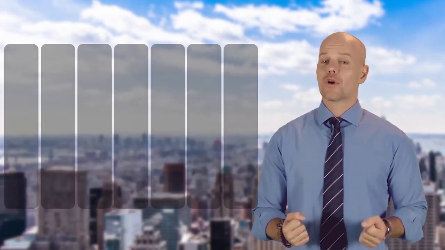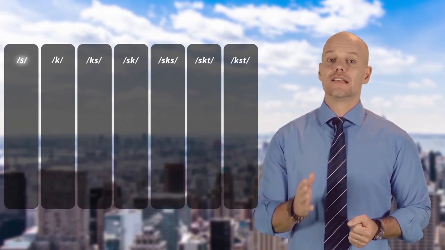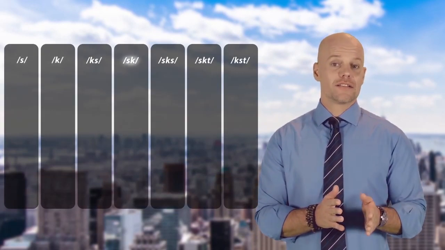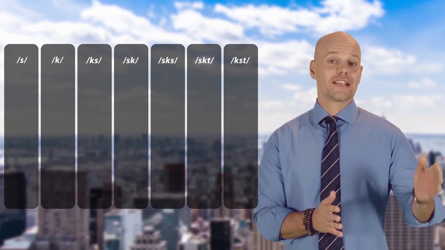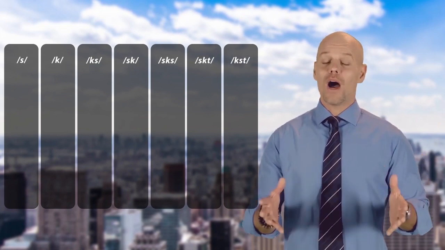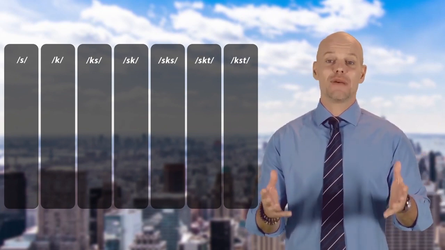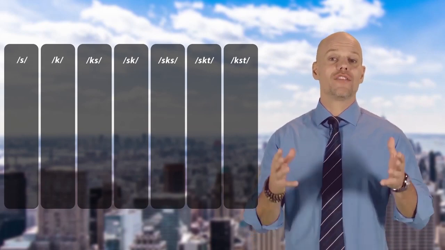To show you how important the accurate pronunciation of consonant clusters is in English, here is a collection of words ending in different S and K consonant cluster combinations. We have words ending in S, K, KS, SK, SKS, SKT, and KST. Watch and listen to me saying these minimal pairs and focus on the differences.